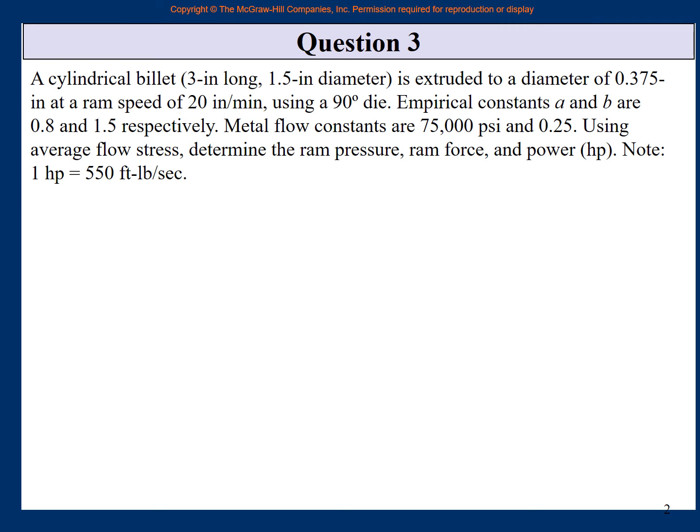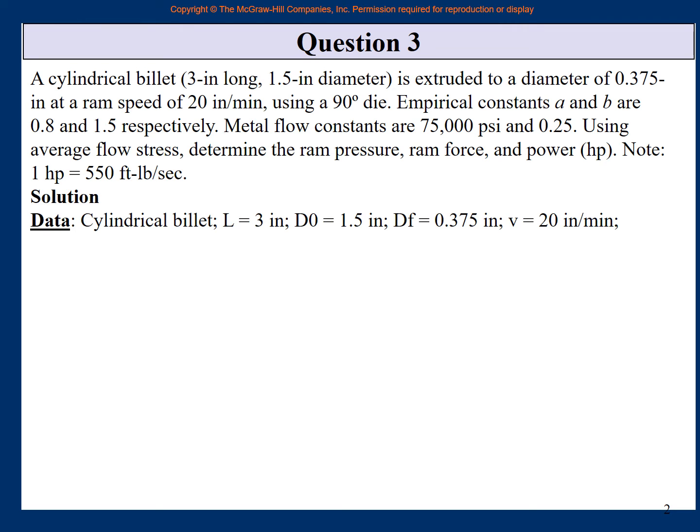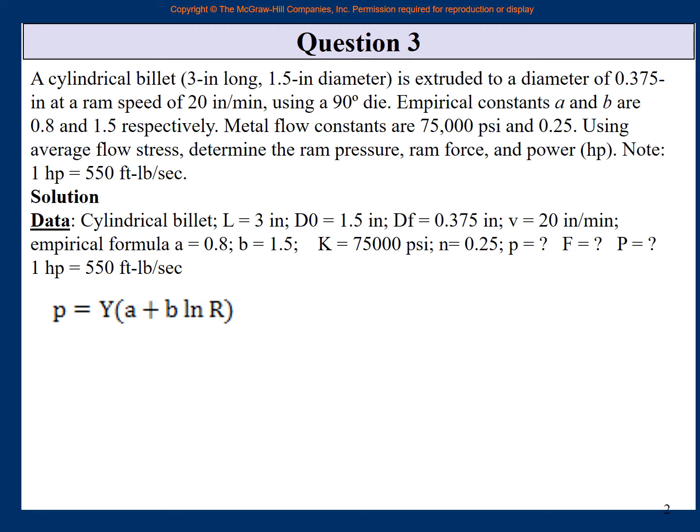We were doing this problem, we have discussed it in detail, the data we have discussed, and that this is the equation, Y is equal to A plus B ln R. Now things are very simple. A and B are already given. What is R? R is A0 by Af. And what is Y, the flow stress? This is K epsilon to the power n. Epsilon is ln R, and this is ln A0 by Af, which is also ln D0 squared by Df squared, where pi by 4 cancels away. So is D0 given? Is Df given?